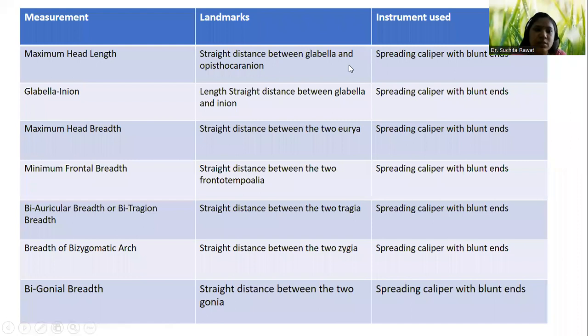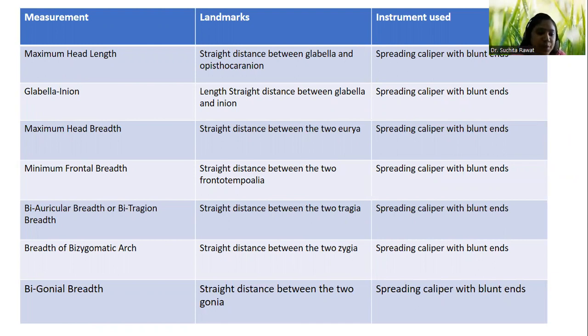Now let us discuss some of the measurements that are taken in somatometry, the landmarks, and the instrument that is generally used. The maximum head length is the straight distance between glabella and opisthocranion. It is usually measured by a spreading caliper with blunt ends, glabella to inion. It is the straight distance between the glabella and inion. It is generally measured by a spreading caliper with blunt ends.